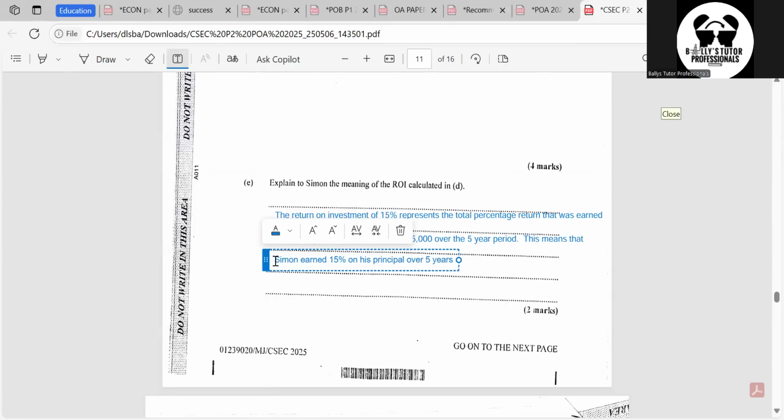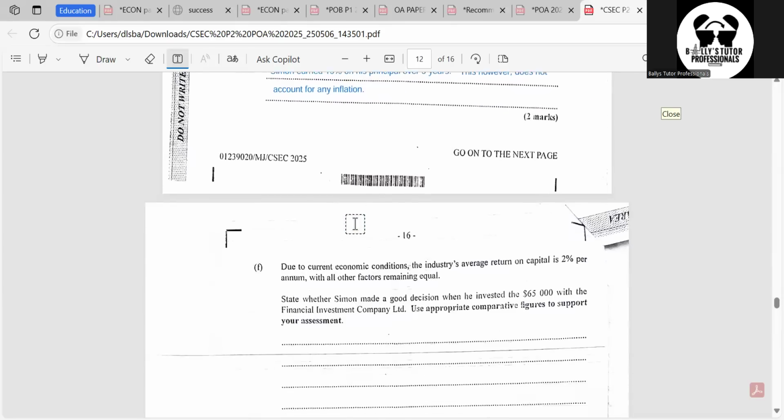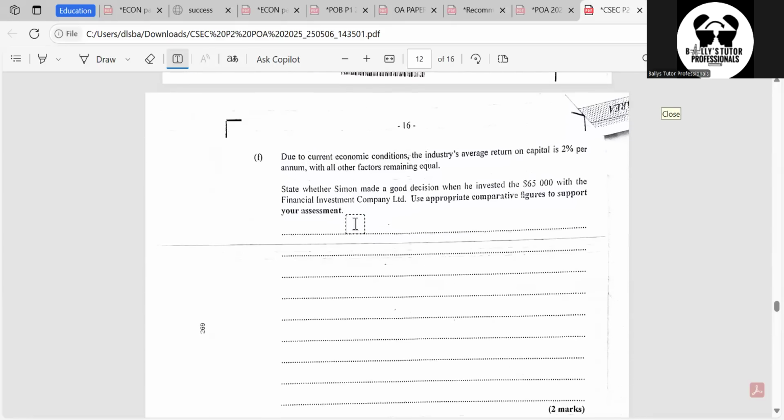Now keep in mind there would have been inflation during this period, and this calculation doesn't account for inflation. So you could even mention that if you like. This, however, does not account for any inflation. Alright, so it does not account for the value of the money. Boom, 2 marks.